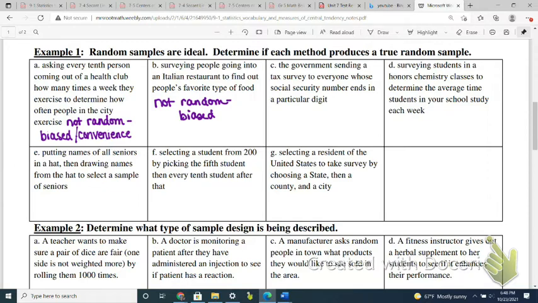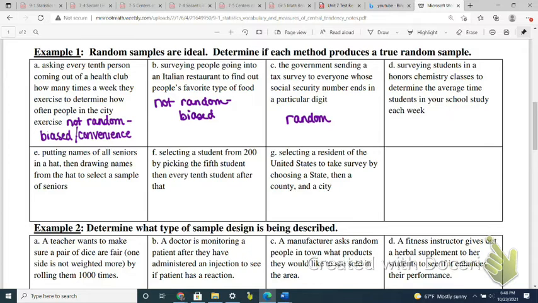C: a government sending a tax survey to everyone whose social security number ends in a particular digit. This is completely random. If it had been starts with a particular digit, that is not random. The first 5 numbers of your social security number give information about where you were born, your last name, and that sort of thing. The only ones that are completely random are the last 4 digits.